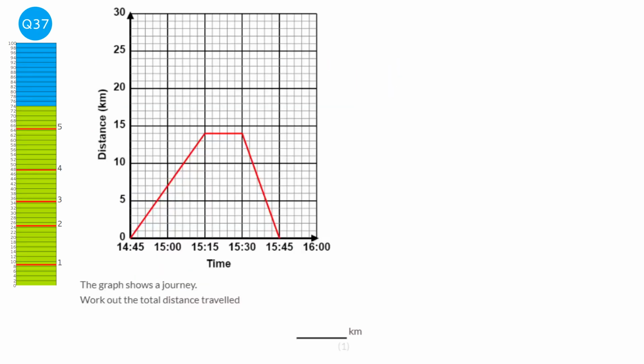So the distance initially travelled is going to be 14 kilometres. For this stint here, and then we have a bit of a rest. A horizontal line on a distance-time graph is essentially stopped, but then here we start up again to go home, and so that's another 14 kilometres travelled. So in total there has been 28 kilometres travelled.